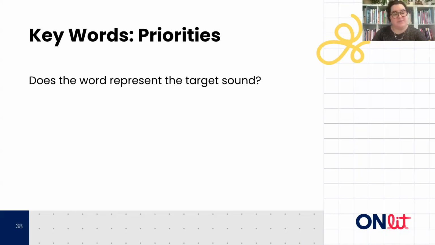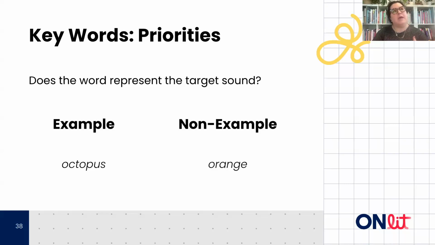Does the word represent the target sound? That was a key priority for us. And that's something where if you look at some alphabet books on the market, some of the key words for those alphabet letters might not necessarily be directly aligned with the sound that we want kids to learn. So for example, we chose octopus for short O. You might see orange used in alphabet books, but we wanted something that really clearly had that short O sound. So we chose octopus over orange.